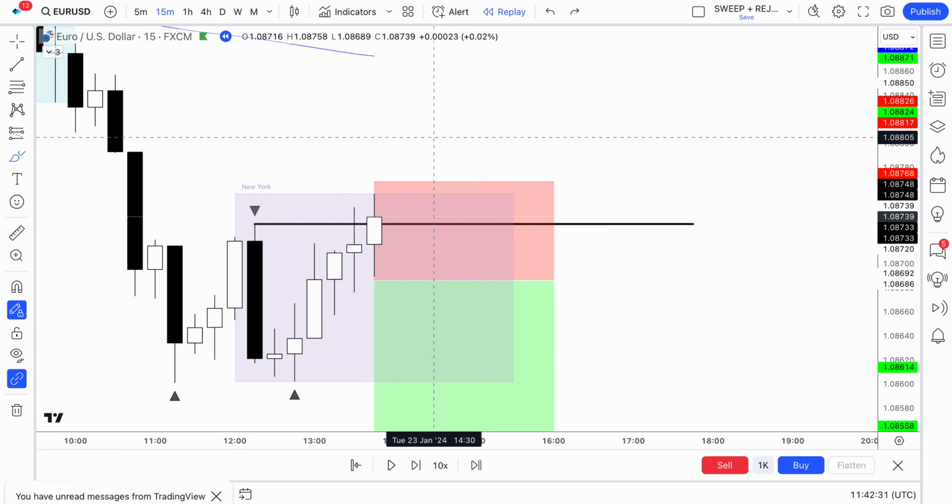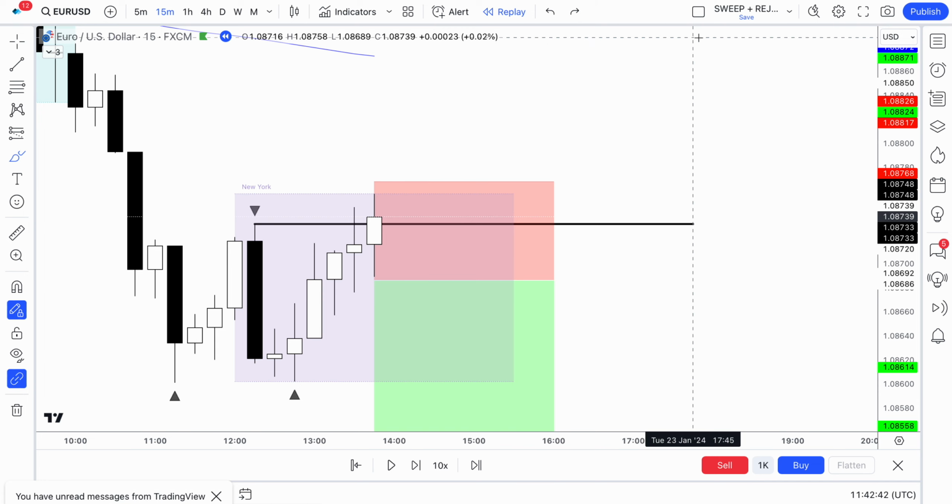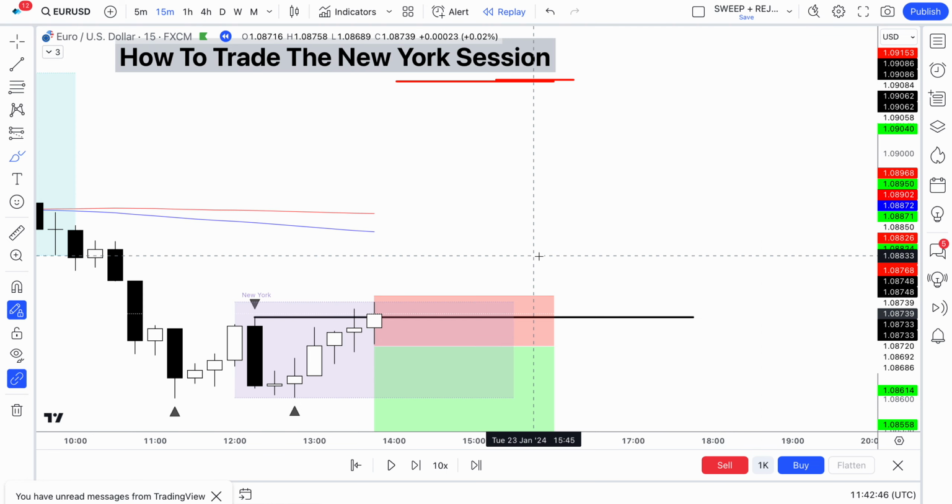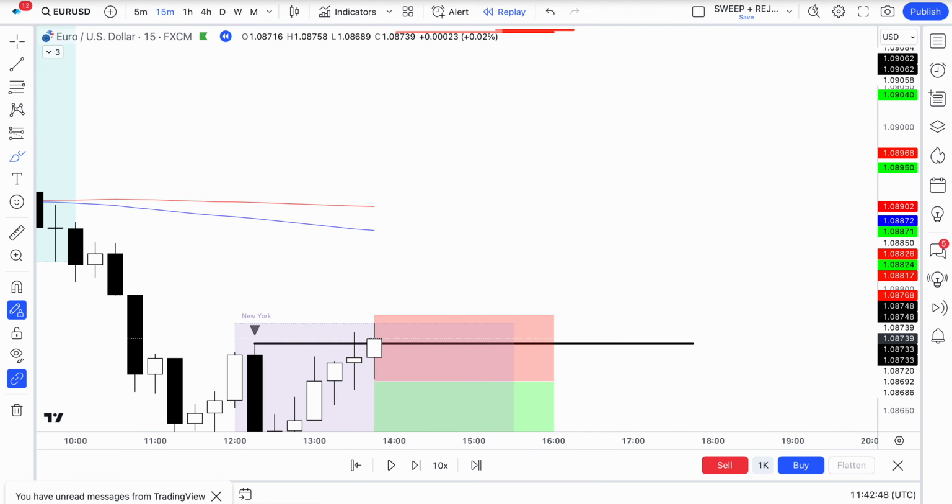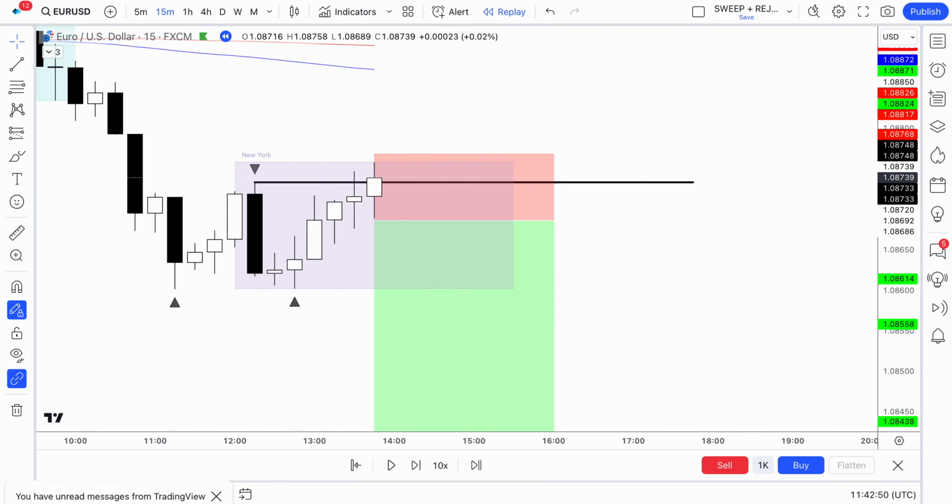Any more than that, what you'll find from your backtesting data is that the win rate of the strategy tends to decrease dramatically. But ultimately that's your decision, guys, whether you want to have a maximum sweep of liquidity, a 3 candle rule in this essence. So let's play price on.